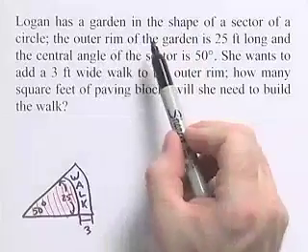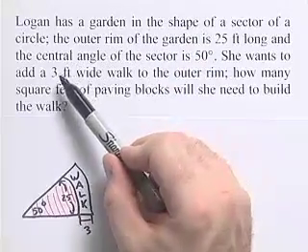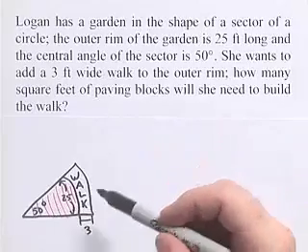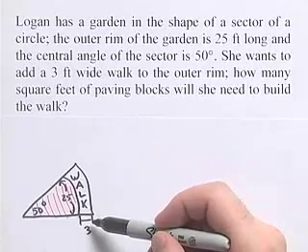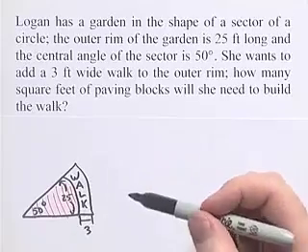Here we're going to solve an applied problem that involves the area of a sector. Logan has a garden in the shape of a sector of a circle. The outer rim of the garden is 25 feet long, and the central angle of the sector is 50 degrees. She wants to add a 3-foot wide walk to the outer rim. How many square feet of paving blocks will she need to build the walk?